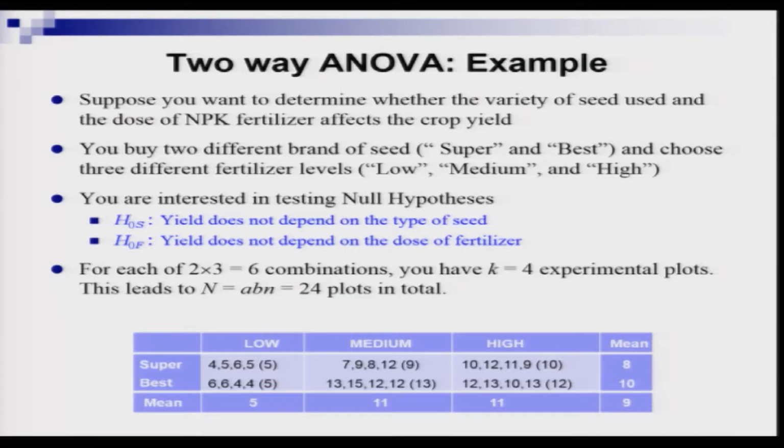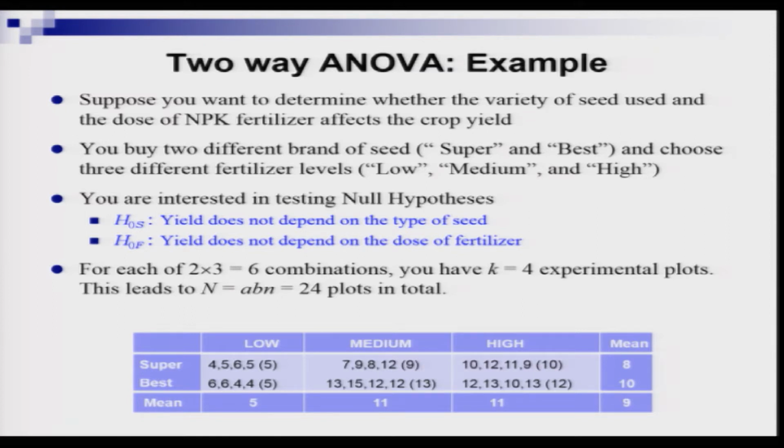One factor, seed, has two varieties, and then fertilizer dosage has 3 levels. We can call them low, medium and high. Let us assume that you buy two different brands or varieties of seeds and their names are Super and Best, and there are 3 different fertilizer levels to choose from, namely low, medium and high. So, there are two factors here: seed, which has 2 levels, and fertilizer, which has 3 levels. How many potential combinations are possible? 2 times 3 equals 6.